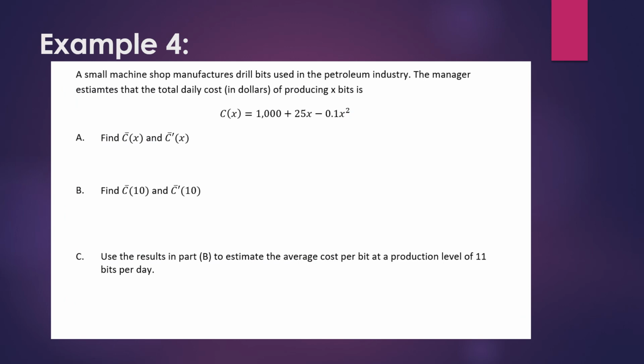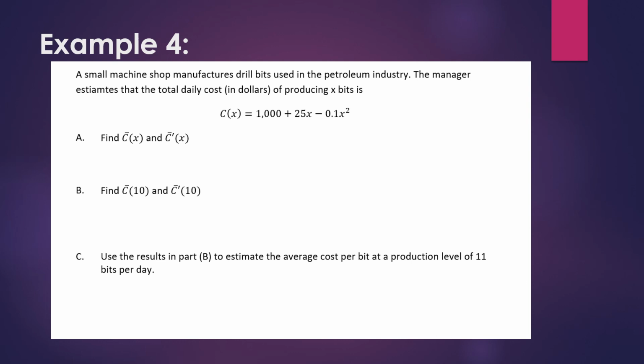So an example here, it says that a small machine shop manufactures drill bits used for the petroleum industry. The manager estimates that the daily cost in dollars of producing X bits is 1,000 plus 25X minus 0.1X squared. So for A, it wants us to find C bar and C bar prime, which would be your average cost and your marginal average cost.